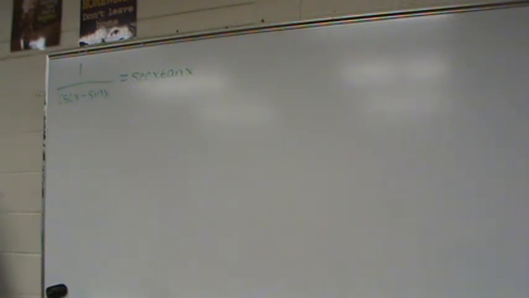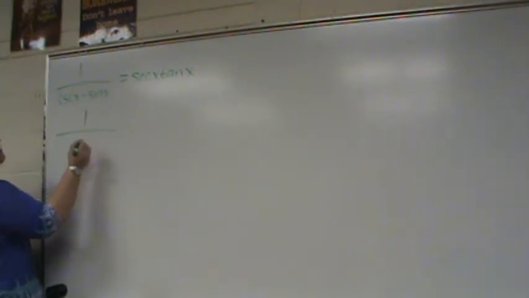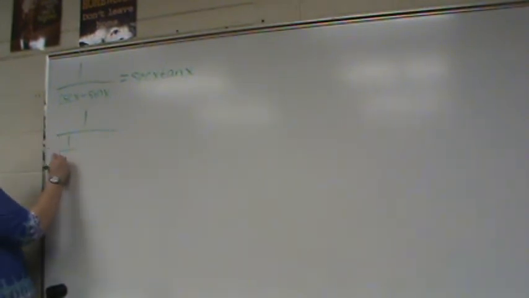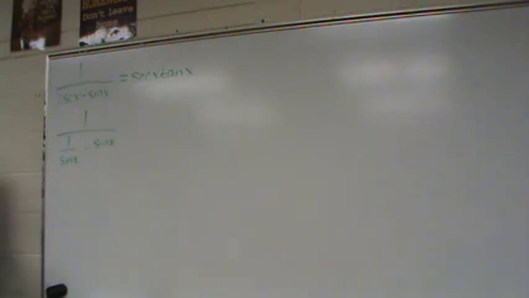What are we going to do to the left-hand side? Break up the cosecant. Could we break up the cosecant to 1 over sine? So you want to rewrite the cosecant. What's cosecant? 1 over sine x. And then we still have minus that sine x. Now what?